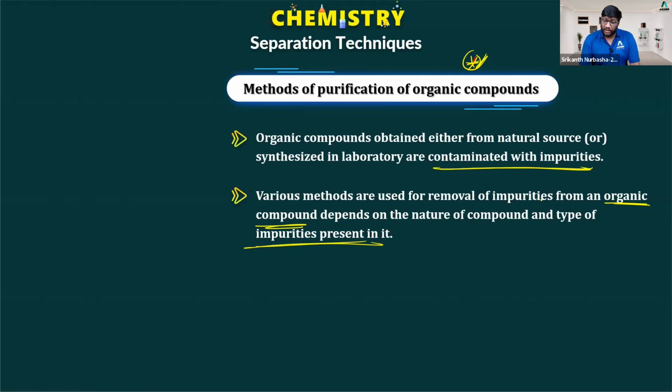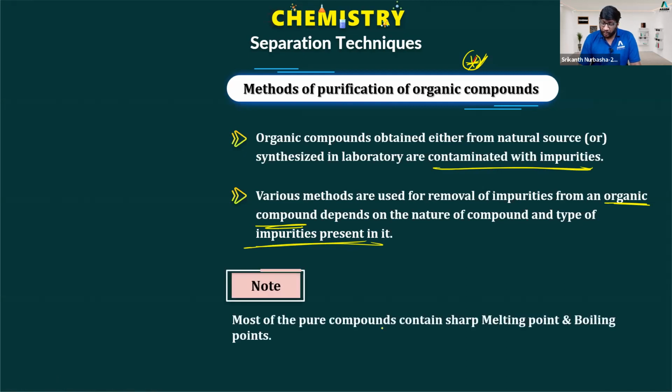Various methods are used for removal of impurities from organic compounds, depending on the nature of the compound and the type of impurities present in it. Most pure compounds have sharp melting and boiling points. So based on the type of impurities and the properties, we have different techniques of purification. Anyone remember what type of techniques we have? We have broadly 5 techniques: sublimation, crystallization, distillation, solvent extraction, chromatography.